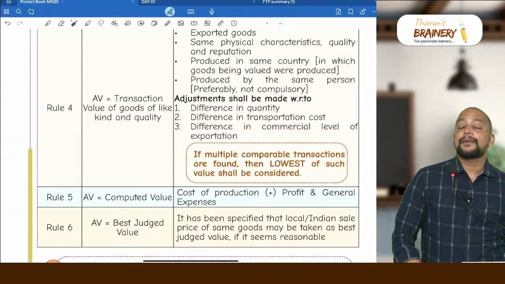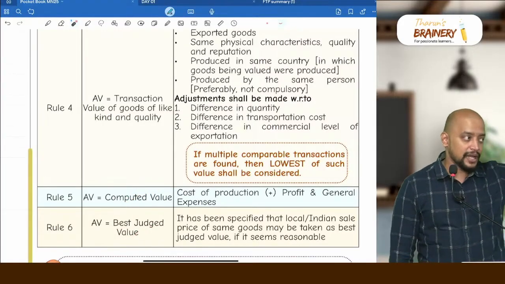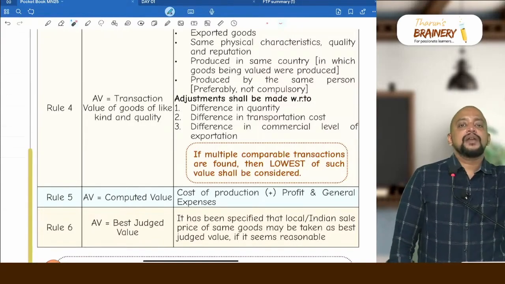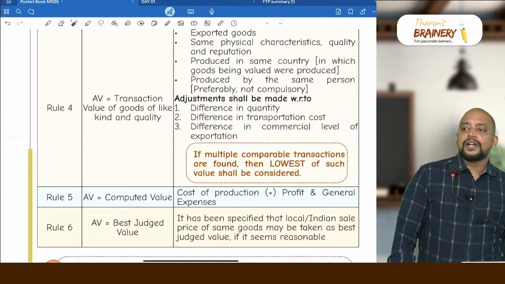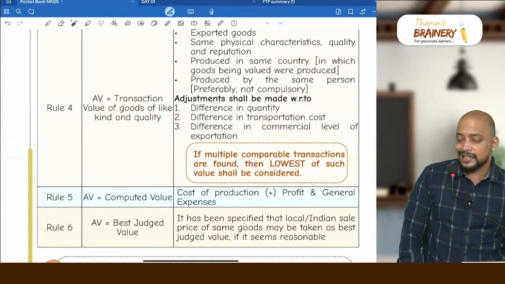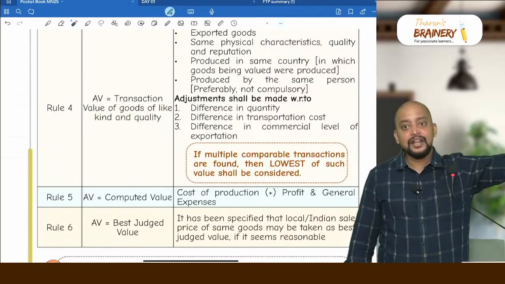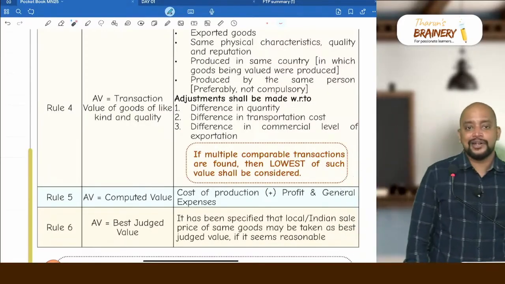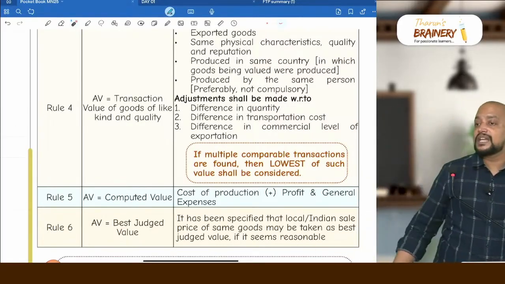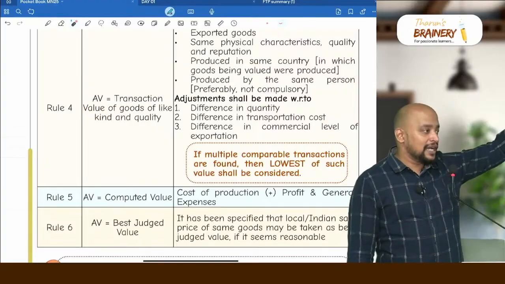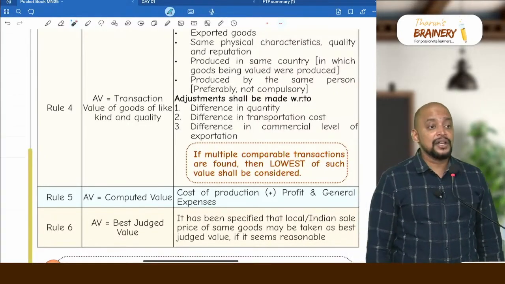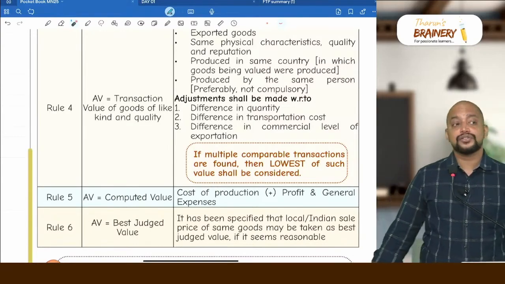Like kind and quality means comparable price, identical or similar. Here we are exporting goods. Say, for example, I am exporting one car, and the value I am declaring is rejected by the customs officer, because the officer is of the opinion that it is sold to a related person. A lot of foreign car manufacturers are opening manufacturing units in India, and the cars manufactured in India are exported to their holding companies abroad. Definitely it's a related party transaction. In case of a related party transaction, the officer may tell that this is not the correct value.